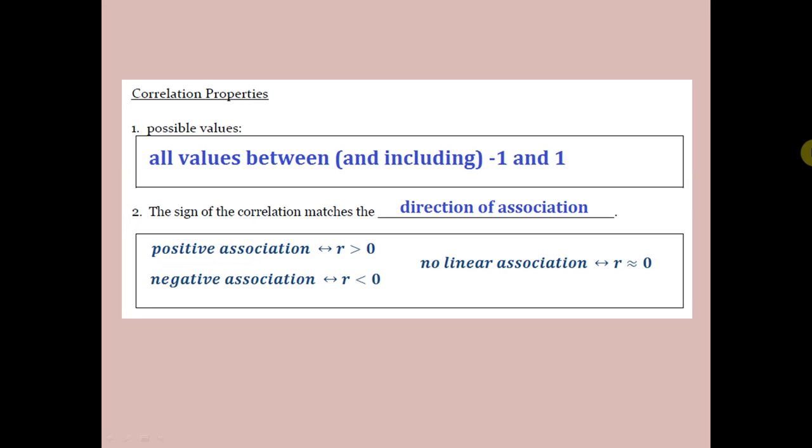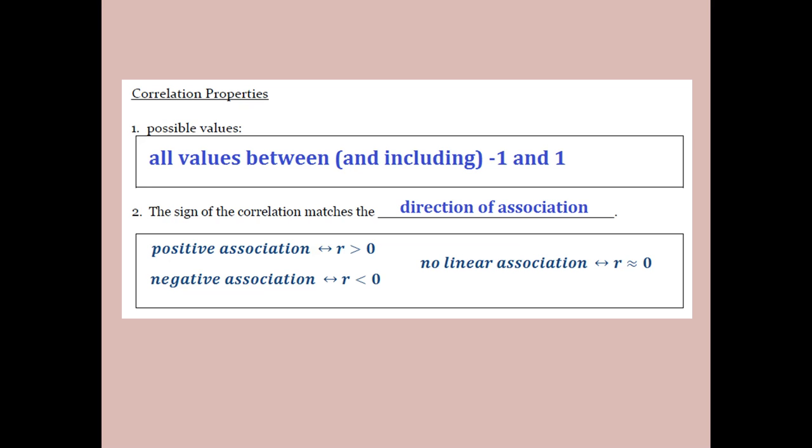Correlation properties. The first thing is that the possible values are between -1 and +1 inclusive, although in reality you don't see the -1 or +1 very often at all, if ever. Because in order to get one of those extreme values, you need all of the points in the scatter plot to be lined up in a perfect linear arrangement. That's not a thing that you see in real life a whole lot.